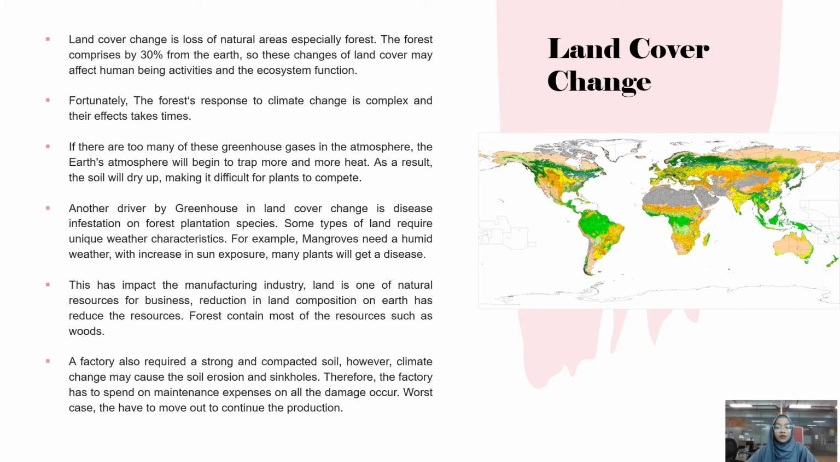Another driver in land cover change is disease infestation of forest plantation species. Some types of land require unique weather characteristics. For example, mangroves need humid weather, and with an increase in sun exposure, many plants will get disease. This has impacted the manufacturing industry. Land is one of the natural resources for business. Reduction in land on Earth has reduced the resources.